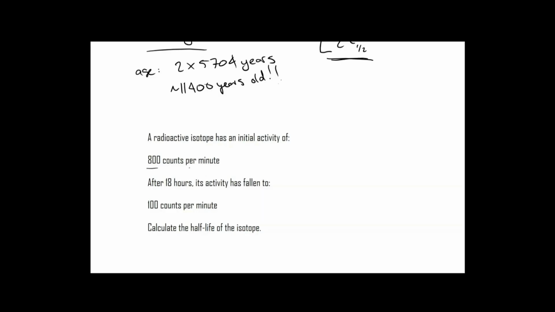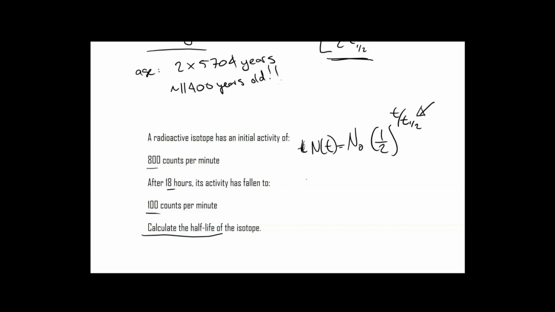Last off, we have a radioactive isotope with an initial activity of 800 counts per minute. So maybe there's the Geiger counter and it's clicking away at 800 clicks per minute. After 18 hours, this has fallen to 100 counts per minute. Now, there's two ways of doing this. There's the hard way and the easy way. We could put in these values because we want to calculate the half-life, and use algebra to find that. Or we could kind of intuitively do it half-life by half-life.